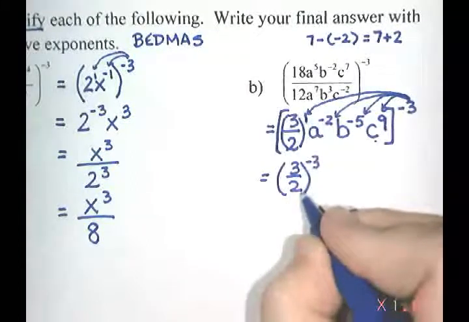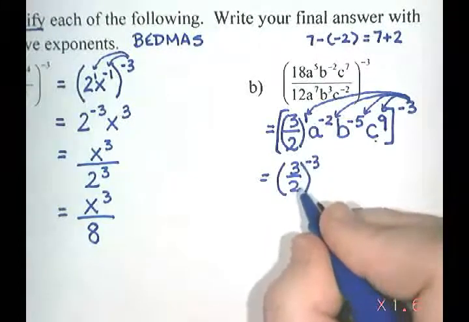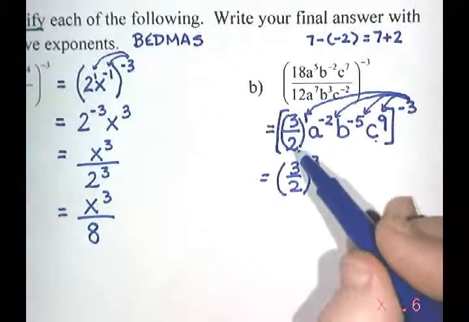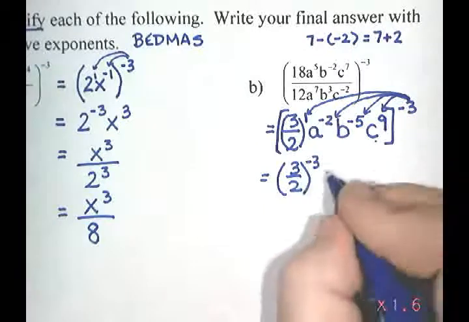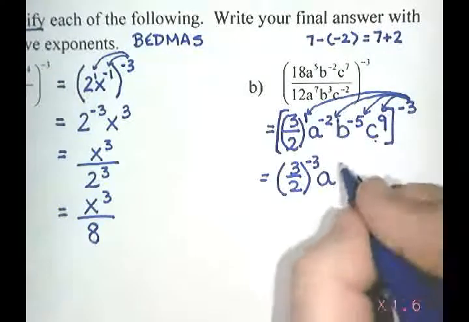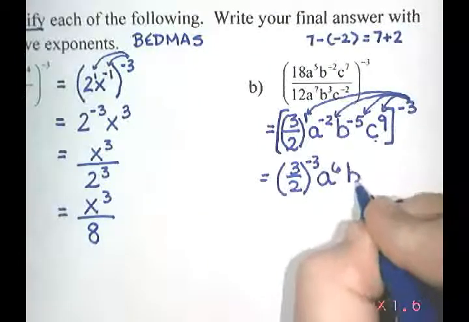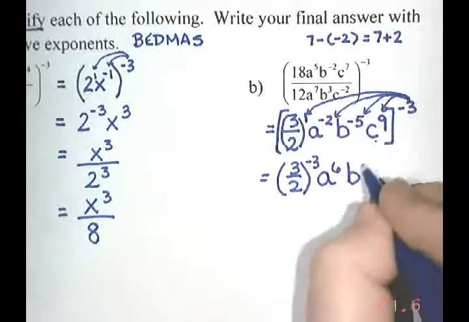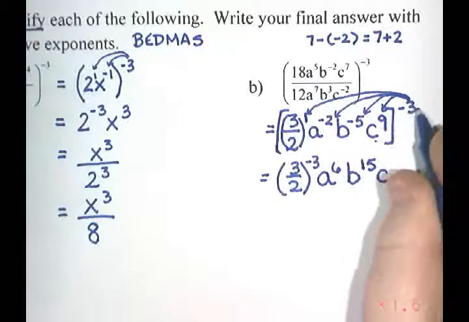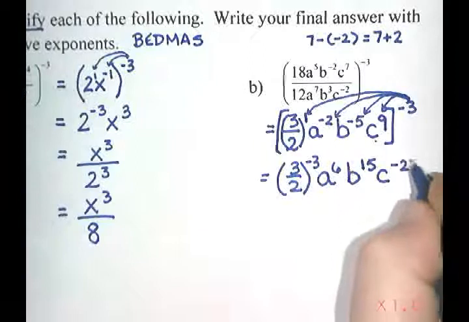Now you'll notice I put it in brackets because it applies to the 3 and the 2. If you wanted, you could have written 3 to the negative 3 and 2 to the negative 3, but I find that a little easier. This is going to become a to the negative 2 times negative 3 is 6. B to the power of negative 5 times negative 3, which is 15. And C to the power of 9 times negative 3, which is negative 27.